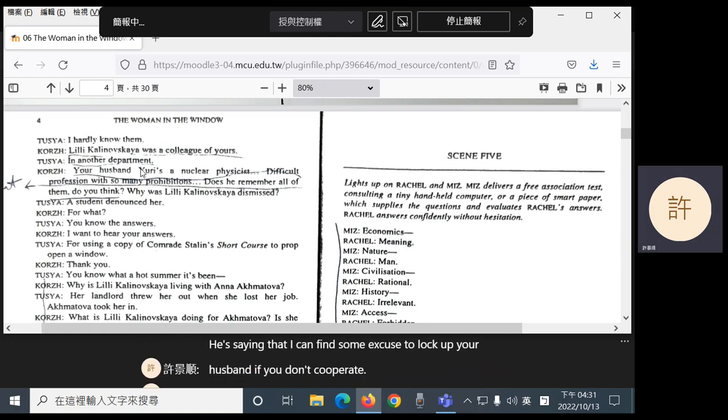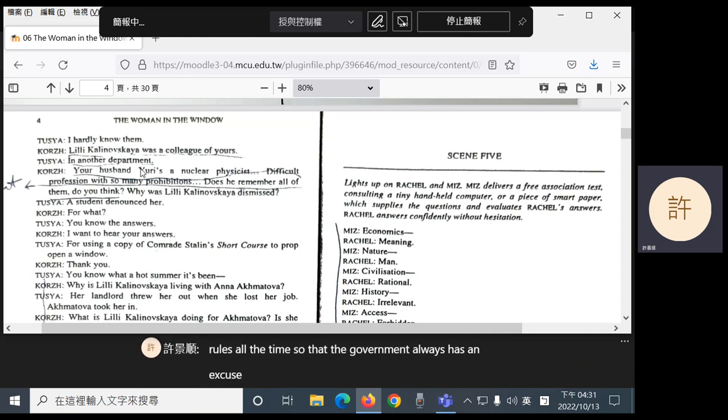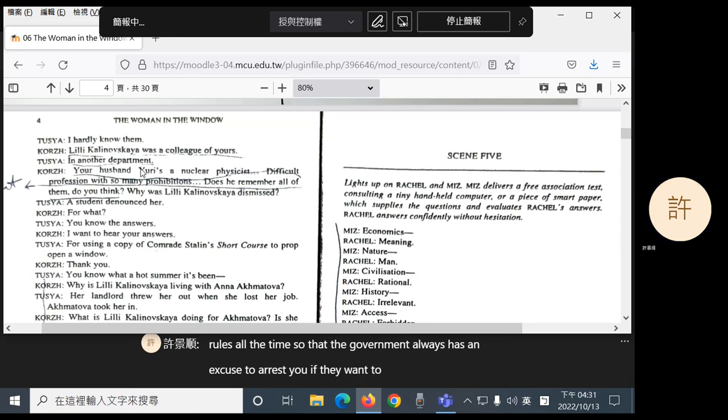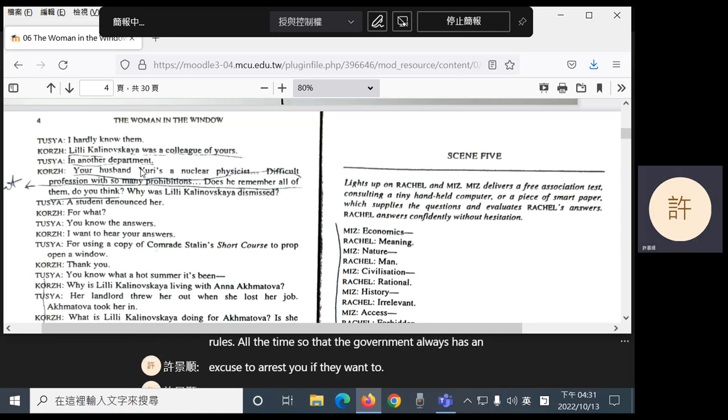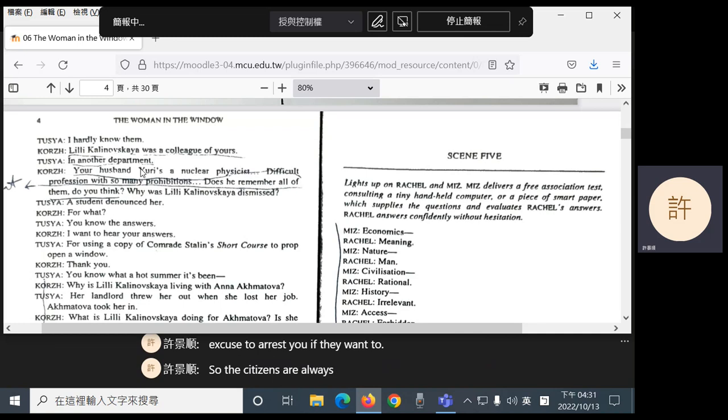This is actually a key way that a totalitarian society controls its people. It creates so many laws and so many rules. Some of them even are contradictory. You can't follow all the rules all the time. So that the government always has an excuse to arrest you if they want to. So the citizens are always afraid of the government and they always want to make sure they follow orders.